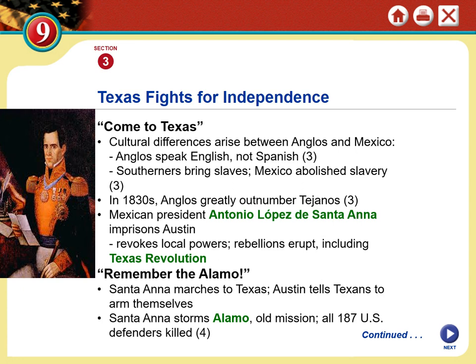Now, the president of Mexico, Antonio López de Santa Anna, put Stephen Austin in prison because he refused to enforce Mexico's abolition of slavery within his colony. And so they threw the impresario in prison. Santa Anna revoked the local powers of these land agents and attempted to rule these colonies directly, and this led to rebellions and what would eventually become the Texas Revolution. And so Santa Anna marched into Texas to restore order. So we call this the Texas Revolution, and we think of the Alamo as a heroic fight to the death.